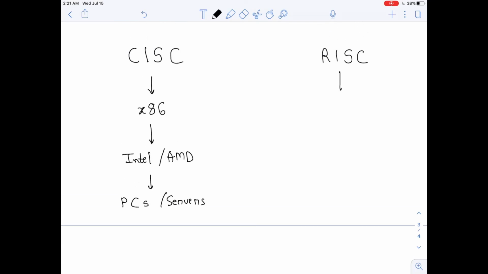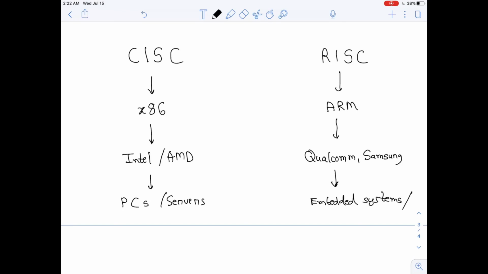And on top of RISC, a platform called Advanced RISC Machines, or ARM, was built. Companies that design ARM chips include Qualcomm, Samsung, Apple, etc. And if you're familiar with these names, you know that they create smartphone chips. So RISC based chips or ARM based chips are present in embedded systems, such as, for example, your smart TV or your smartphone, or it could be a Raspberry Pi as well.